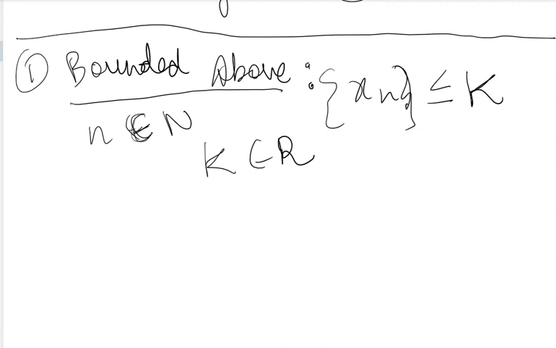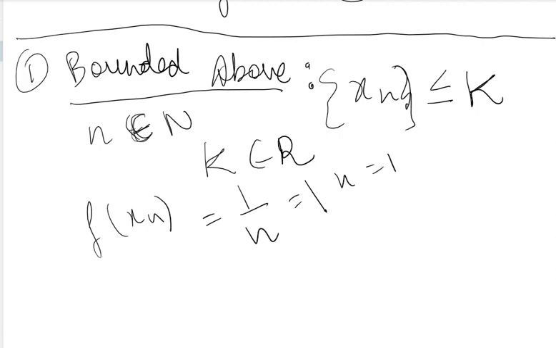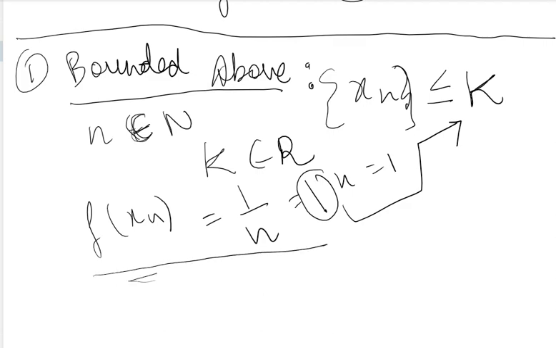If you understand the type of function, like suppose f of xn is equal to 1 by n, and I start putting the values of n, so n is equal to 1, you will notice it will always be at most 1. So the real number over here, the k over here, is this. It will never increase, it will never go higher than 1.